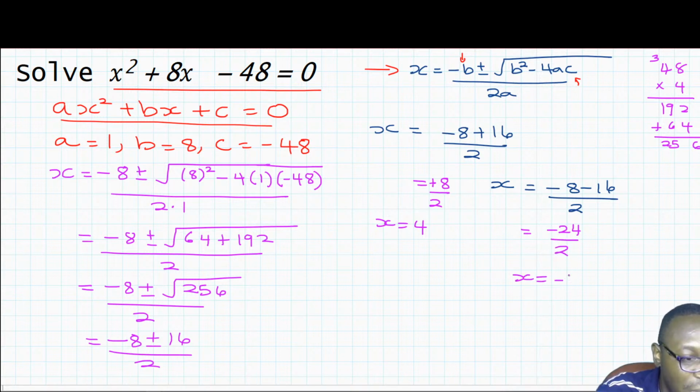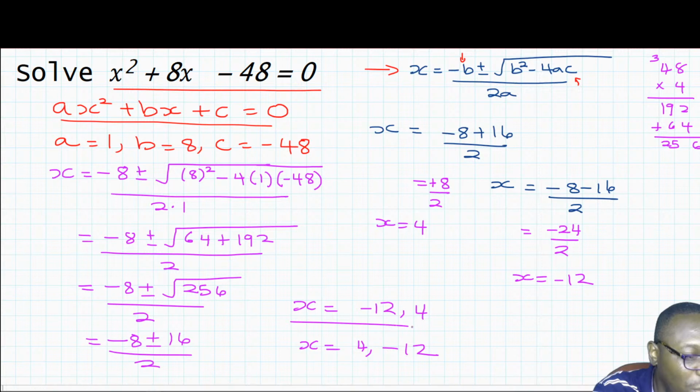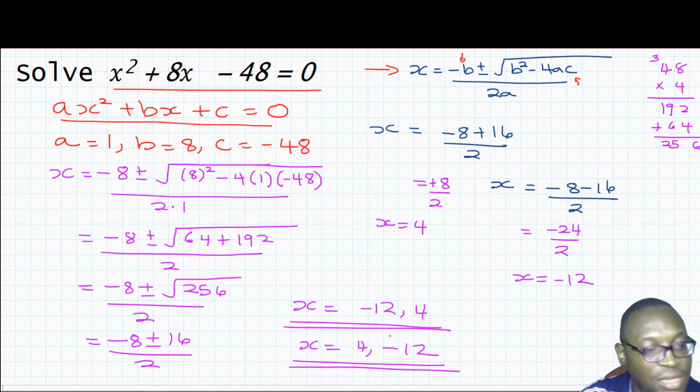So x here is negative 12. So now your answer is going to be x equal to negative 12, 4. You can also write it this way, x equal to 4, negative 12. Some teachers prefer you start with the smaller number and end with the larger number. It doesn't make a lot of difference to me, but it depends on what your teacher wants or what the exam you're looking for requires. These are your 2 answers to the question.